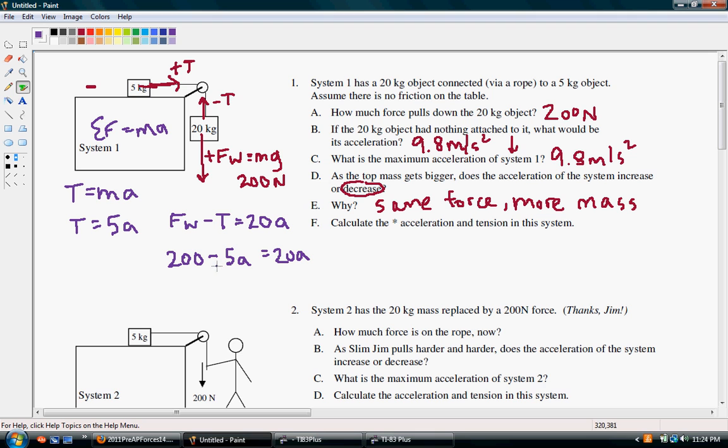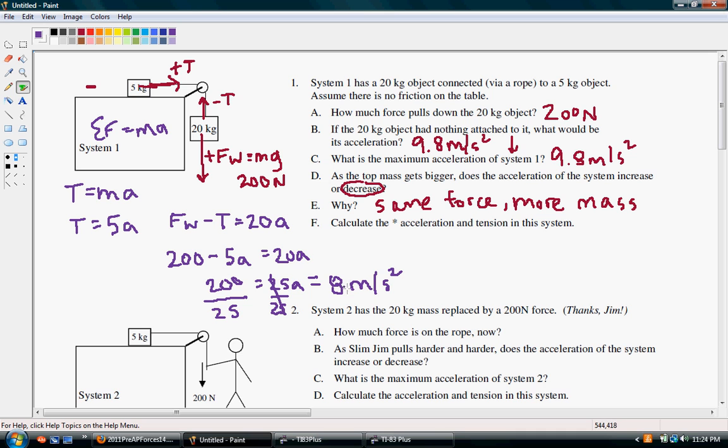Okay, so we can move the negative 5a over, so add 5a to both sides, and we know that 200 will equal 25a. So if we divide both sides by 25, on the right side it cancels out, and on the left, 200 divided by 25 is 8 meters per second squared.